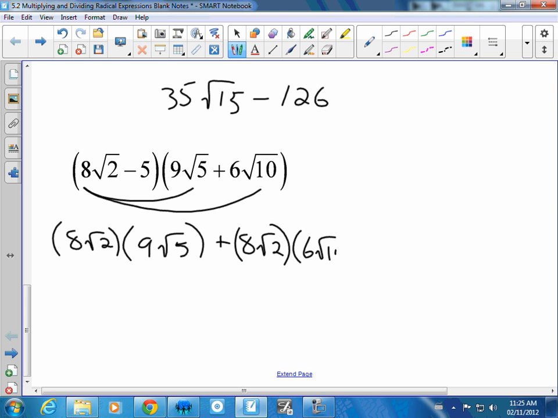I'm going to run out of room here, aren't I? Got to stop writing so large. We'll get to that. That's first, outside. Now what do we got? Inside, right? What is that? Minus 5 times 9 root of 5. I can put brackets around the 5, but I really don't need to in this case because it's just simple. And the last one, what is it? That's not the last one, is it? Oh yeah, that's last. Negative 5 times 6 root of 10.